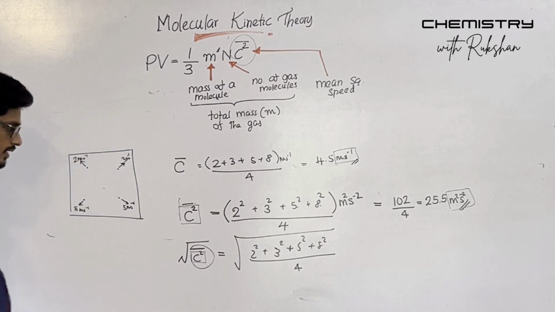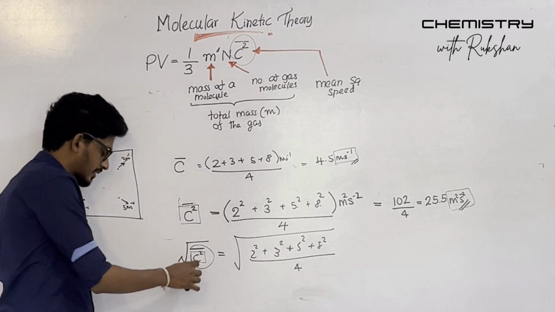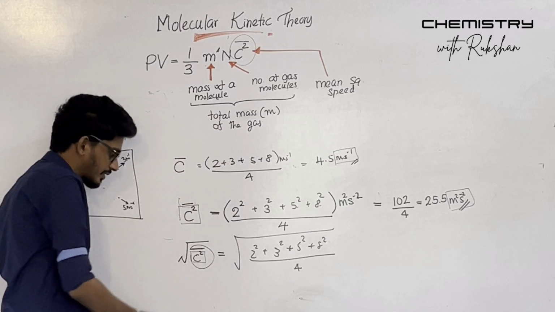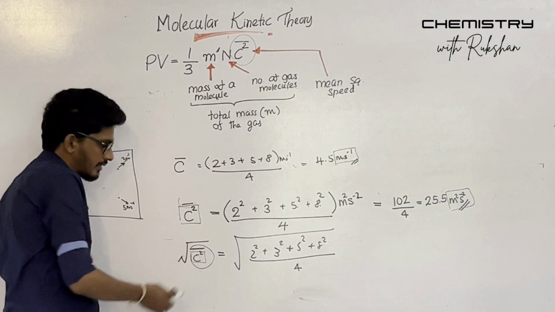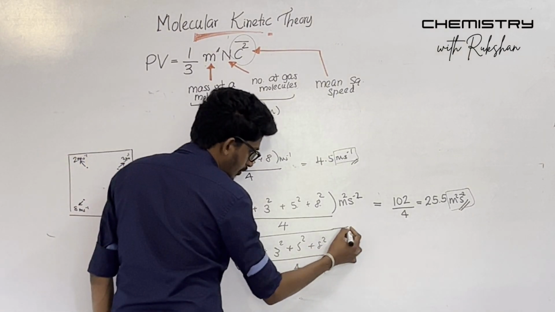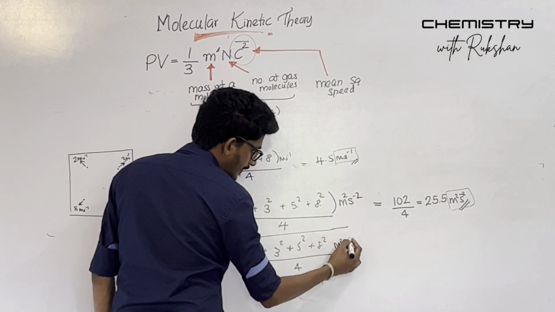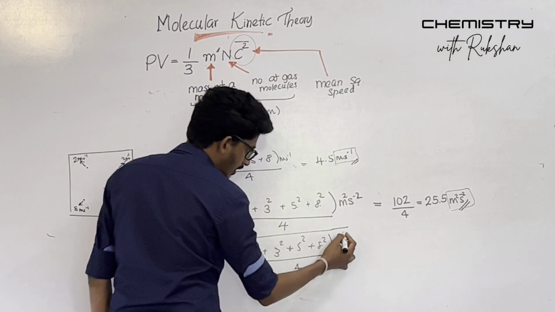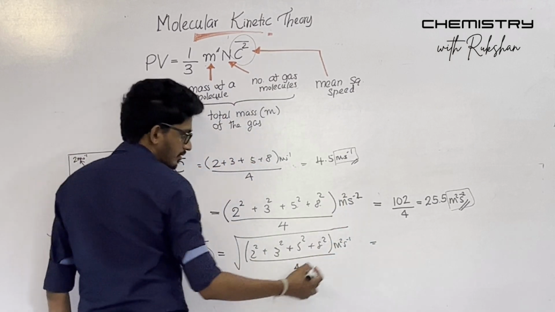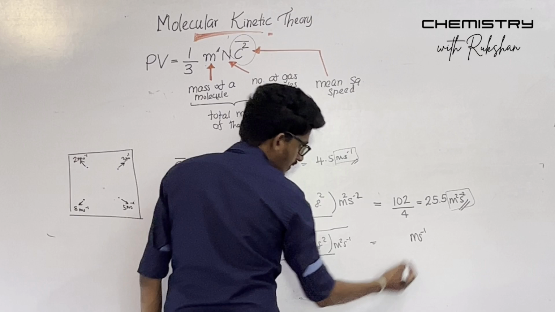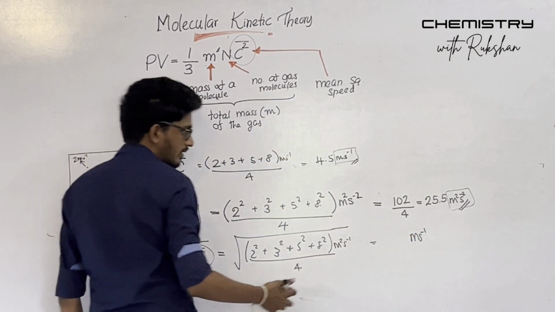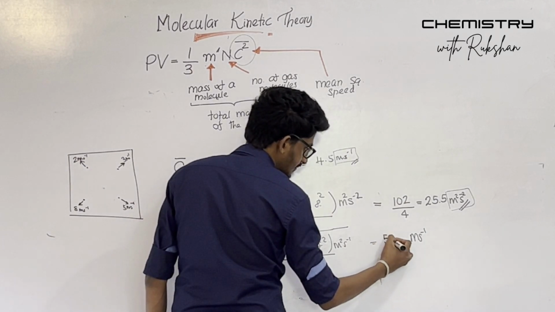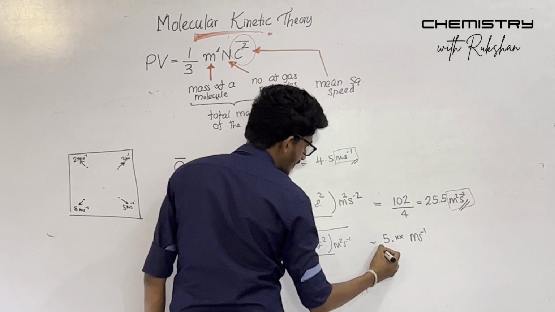Squares of speeds, and average, and the root. So that will give you like this, no? So this guy's square root is just ms minus 1. So this number is this. That guy's square root is 5 point something. I just put it like this.